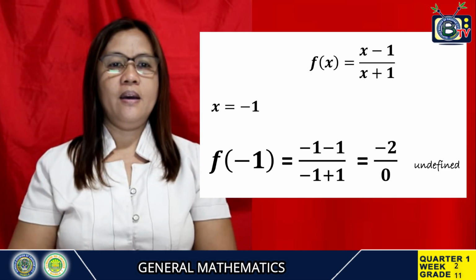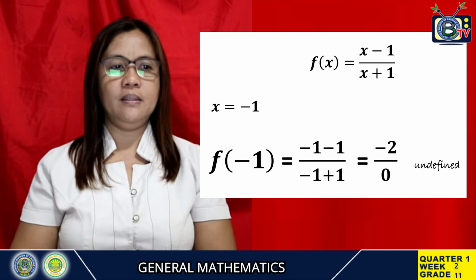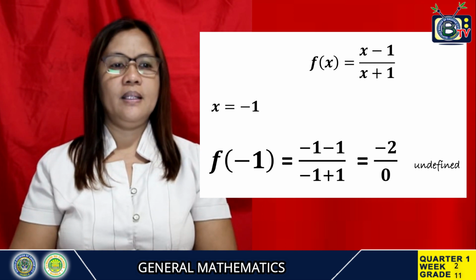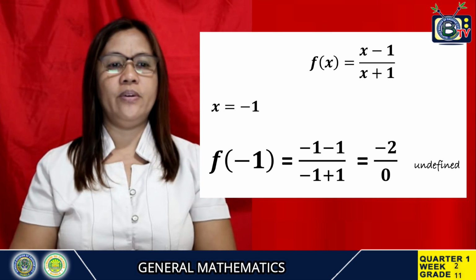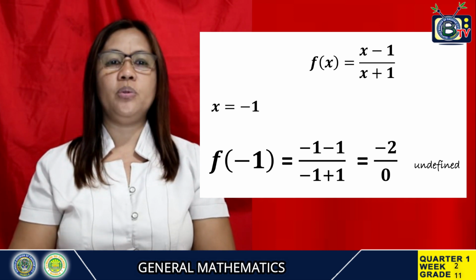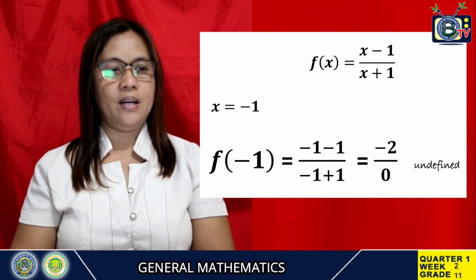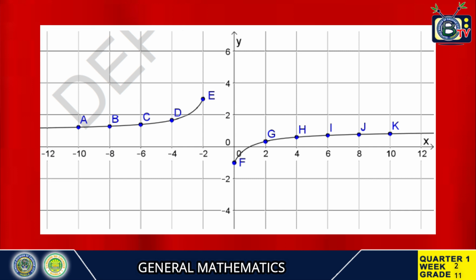Note that in f of x is equal to x minus 1 over x plus 1, if x is negative 1, that is, f of negative 1 is negative 1 minus 1 over negative 1 plus 1, which is equal to negative 2 over 0, which is undefined. F of x is undefined at x equals negative 1, so there must be no line at x equal to negative 1. Therefore, the graph should be like this. We're not going to connect point E to point F because there is no point at negative 1.